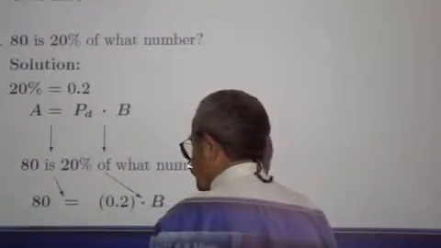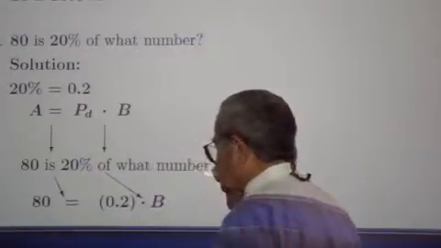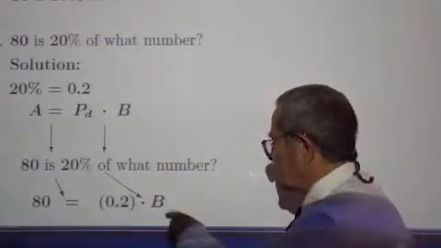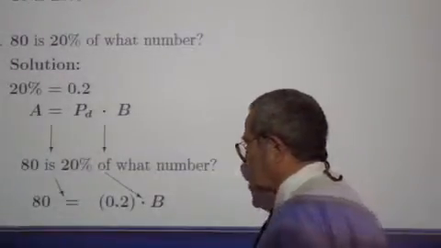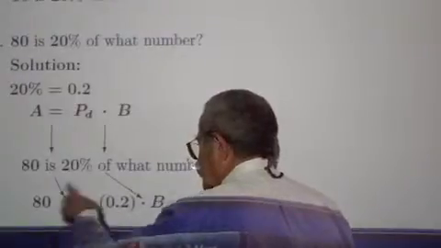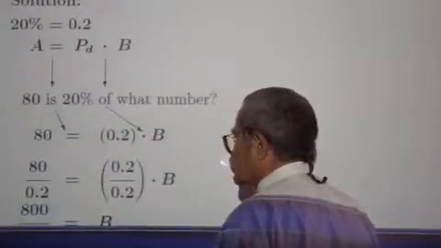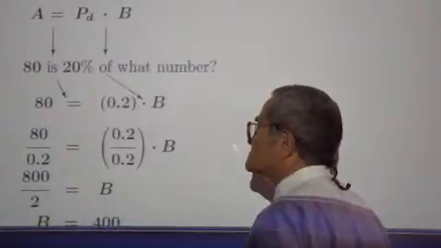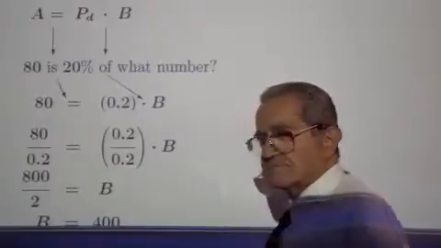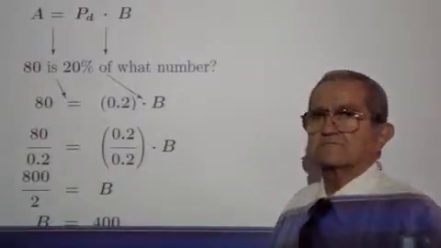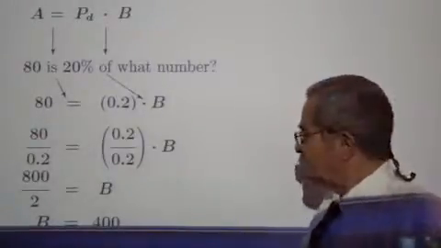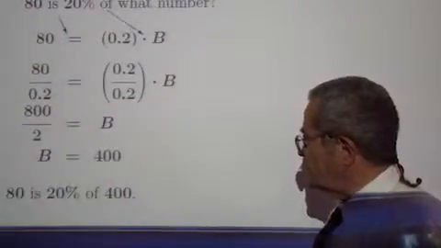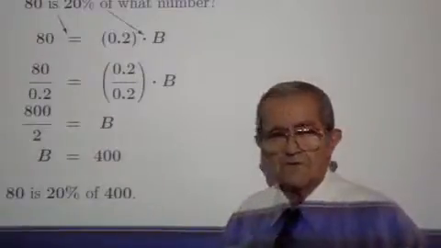So 80 is 0.2x. Divide by 0.2. Ooh, how do we divide by a decimal? We don't. We convert the decimal to a whole number. So after I divide 80 by 0.2, I make it 800 over 2. 800 over 2, which is 400. Okay? So 80 is 20% of 400.